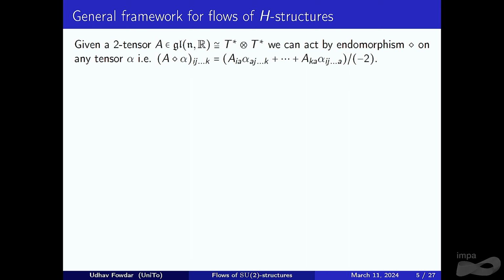Okay, so if you want to study flows of H structures, here's how you start. Suppose you have an endomorphism, which I'm going to think of as a 2 tensor A here. You can act by the endomorphism action, and this is the action. So it is just contraction and tensor product on the indices of any tensor alpha here. And I'm just going to divide by -2 just because in my notes I did that, but usually there's not a -2, just a normalizing factor.